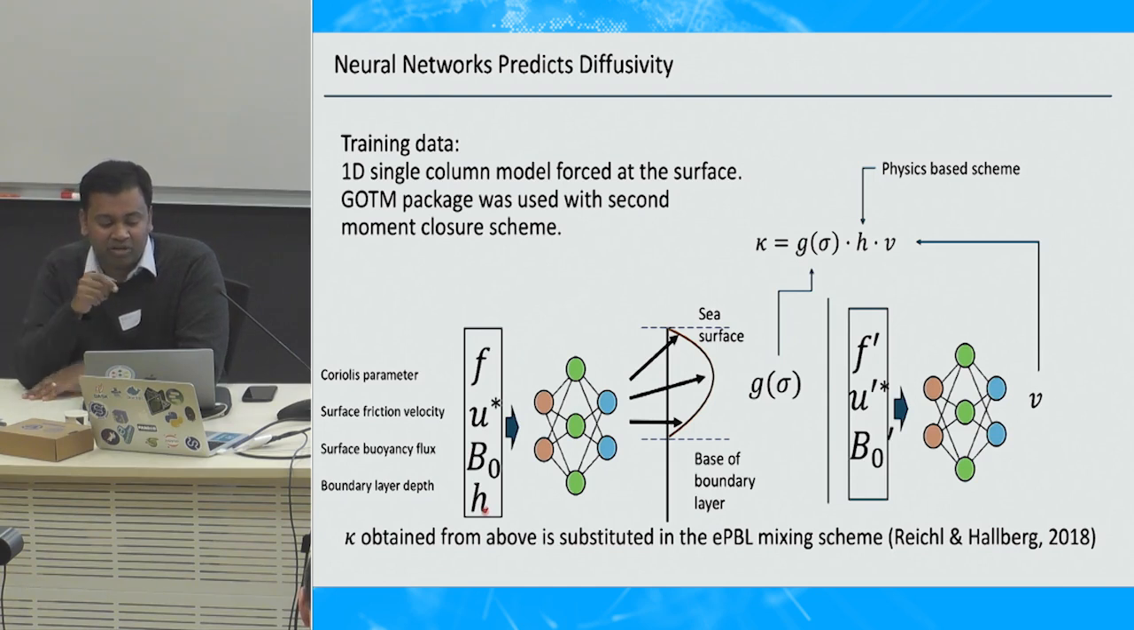But luckily I found out that if you split this kappa into these three components, G, sigma, H and V, then G sigma was not sensitive beyond a certain level, like 300 or 400 meters.